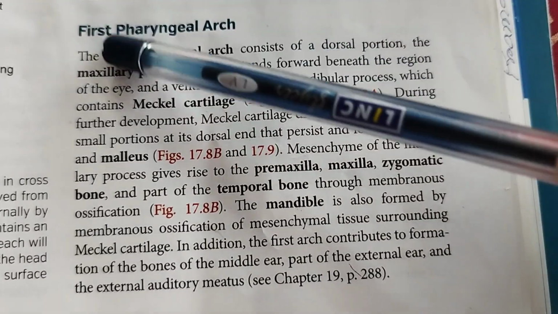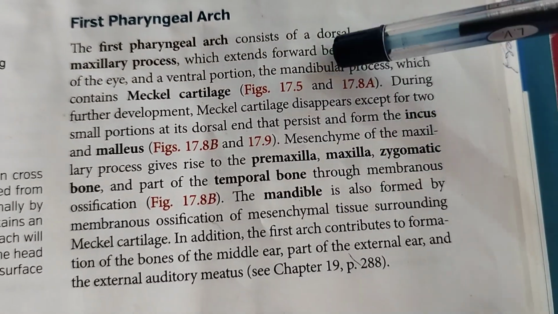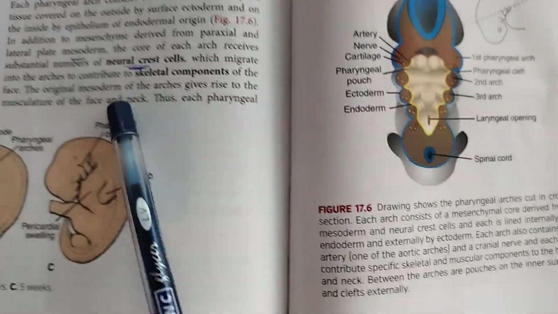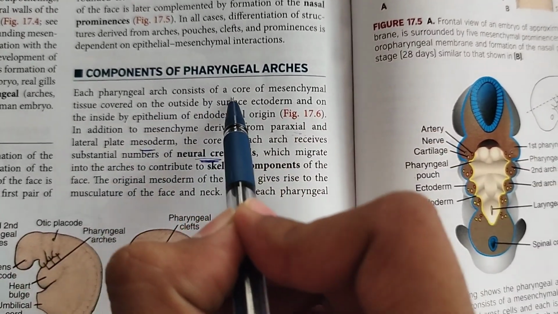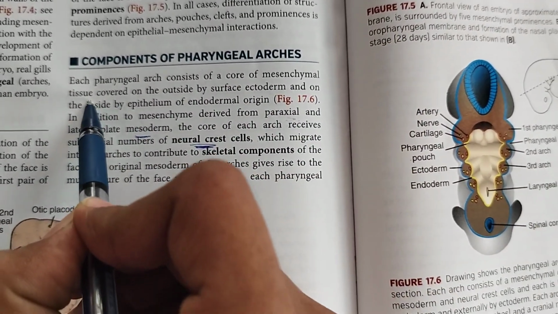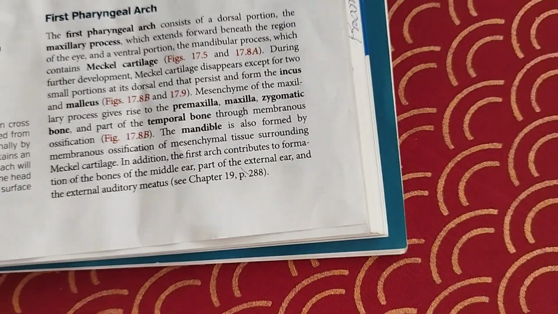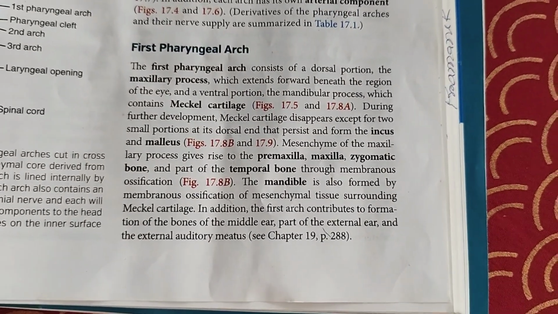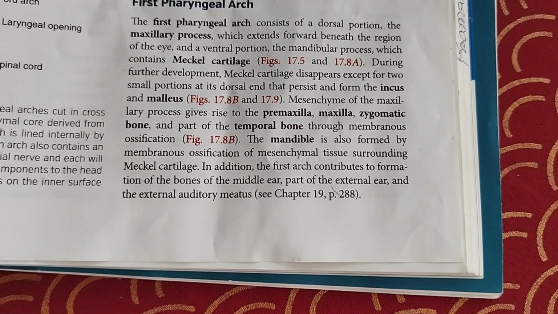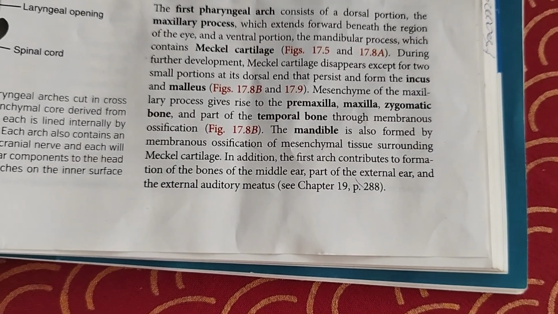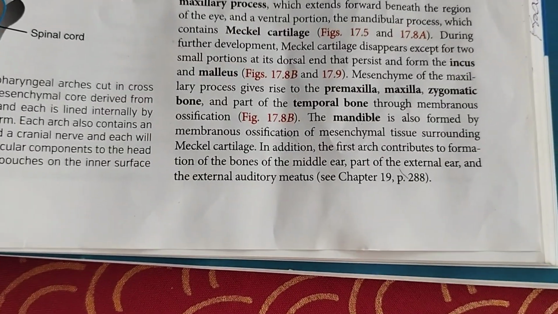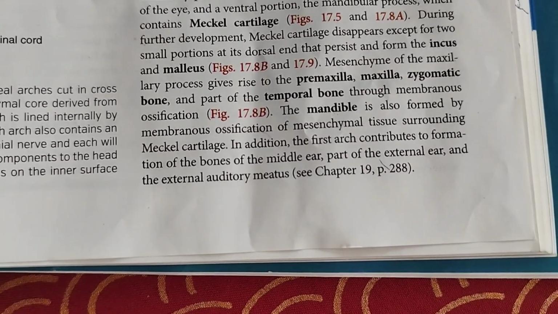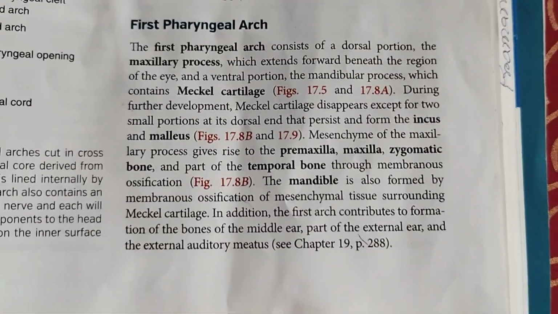Now let's talk about the first pharyngeal arch. Before going into detail, we have to recap that each pharyngeal arch consists of a core of mesenchymal tissue. Now, the bones that will develop from the pharyngeal arches will develop from that mesenchymal tissue. And we know that ossification inside mesenchymal tissue is known as membranous ossification.